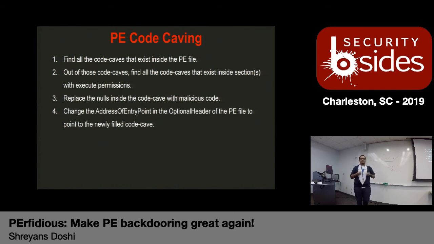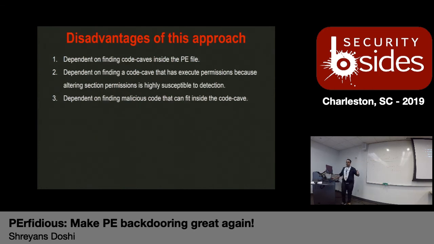There is a limitation of size present for the code caves that you have, right? First, you need to find code caves inside the PE file. Say you were able to find those code caves. Then you want to find a code cave that is large enough to store your shellcode. Then you need that code cave to be present inside the executable section as well, right? So this is not something that you can do for each and every PE file that you have, right? These are some of the disadvantages of this approach.